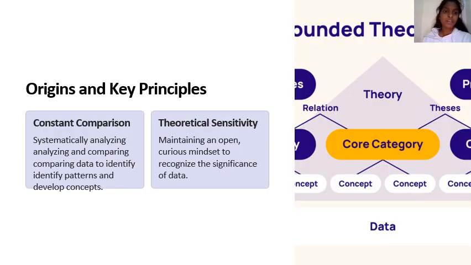And the next is origins and key principles. First is constant comparison and the next is theoretical sensitivity. Constant comparison refers to systematically analyzing and comparing the data to identify patterns and develop concepts. And the next is theoretical sensitivity. It is maintaining an open, curious mindset to recognize the significance of the data. Here we can see the grounded theory steps. These are the origins of the key principles, that is, constant comparison and theoretical sensitivity.